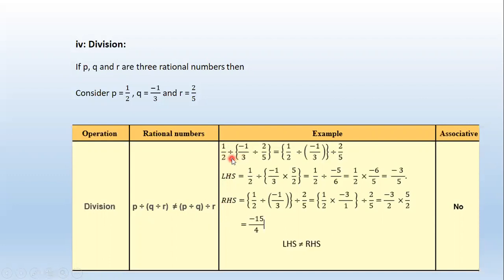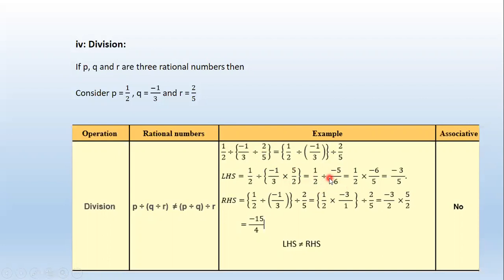We'll see if they are equal or not with the example. 1 by 2 divided by, we have grouped Q by R, Q is minus 1 by 3 divided by R as 2 by 5. So we'll see the LHS first. LHS is 1 by 2 divided by minus 1 by 3. Now I'll convert this division into multiplication, and for the second number I take the reciprocal. Now 1 by 2 as it is, and we multiply in the bracket first, minus 1 into 1, minus 1 into 5 is minus 5, 3 into 2 is 6.